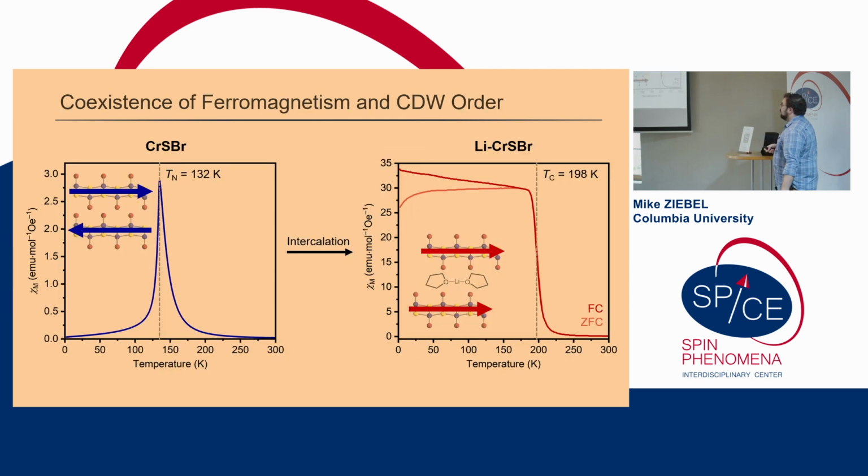So coming back now, very briefly, to the magnetism. As I mentioned before, chromium sulfur bromide is an antiferromagnet with an ordering temperature of 132 Kelvin. After intercalation, we see two main differences. The ordering temperature is greatly enhanced to about 200 Kelvin. This is mostly tied to the effects of electron doping. We also see a change in the interlayer coupling from antiferromagnetic to ferromagnetic, and this is primarily tied to the increase in the interlayer spacing, but electron doping is also predicted to change the sign of this interaction.